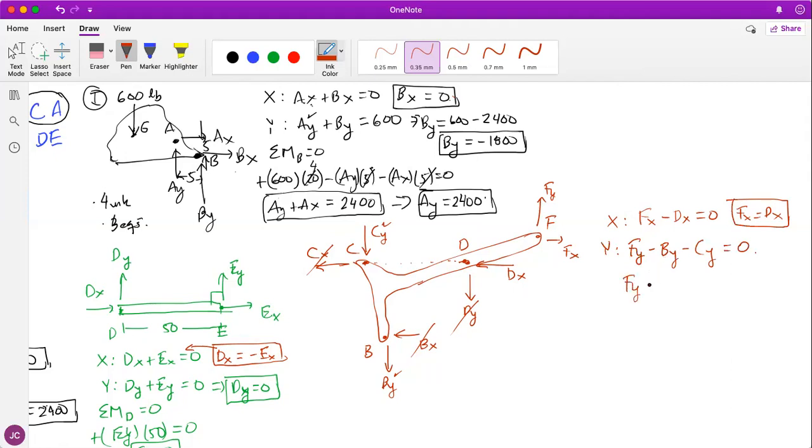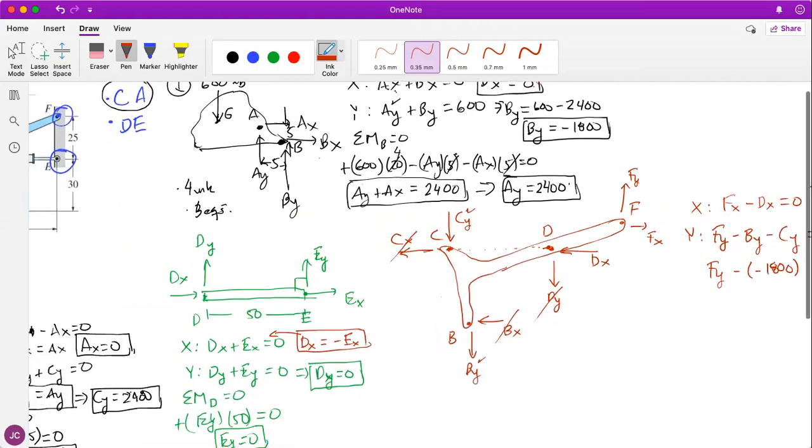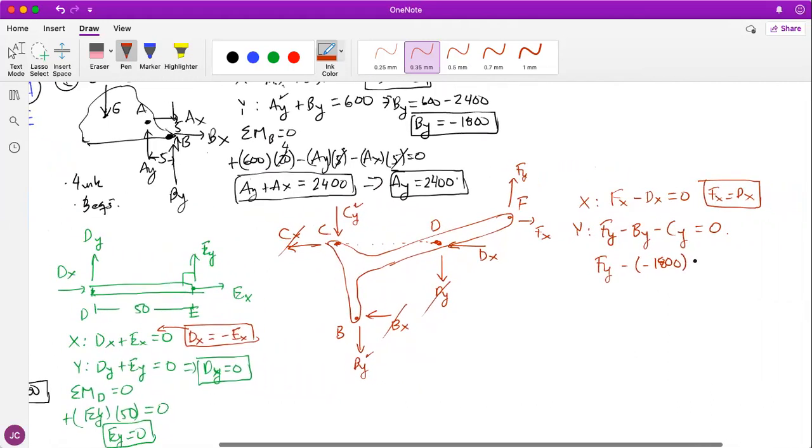So fy minus 1800, because that's the value that I got there, okay? And minus cy, and cy was the 2400. So minus plus, because that's what I got there, equals to 0. That means that fy, so what I did over here is to respect the signs that I already got. Okay, that's what I did.